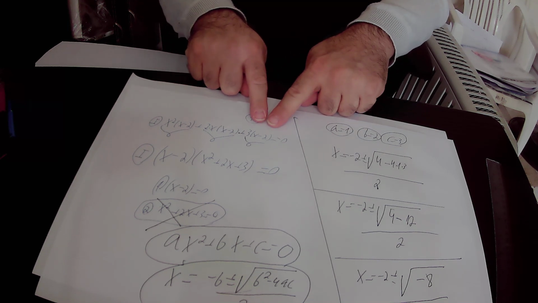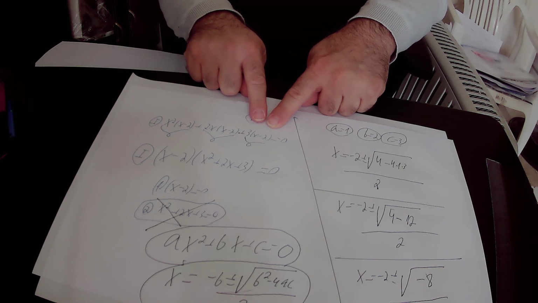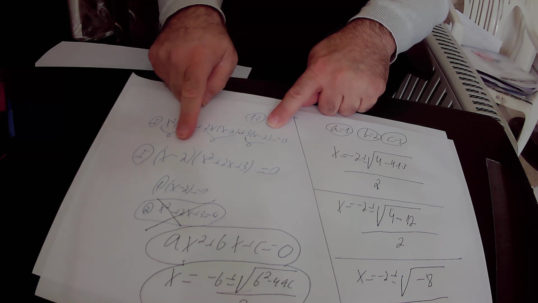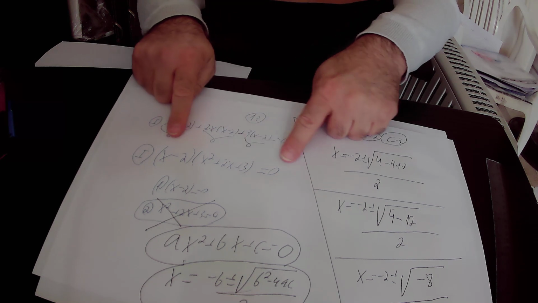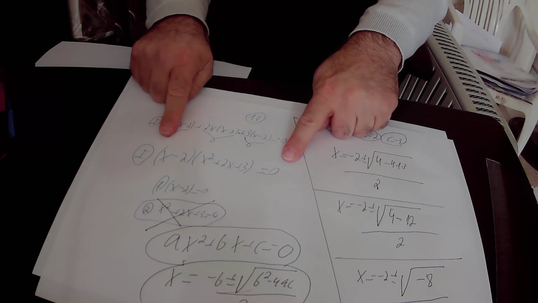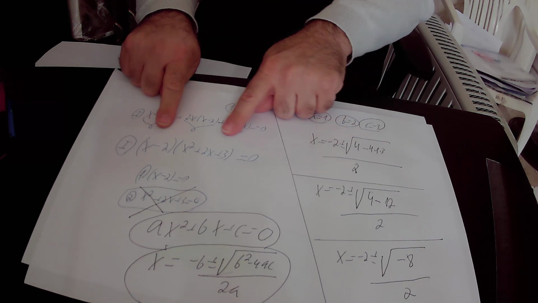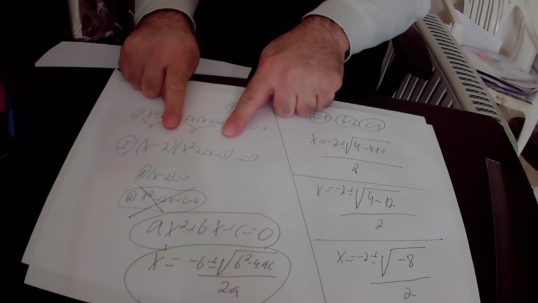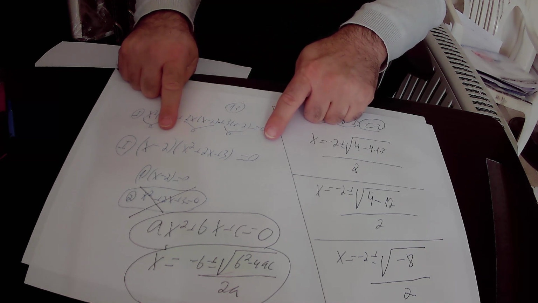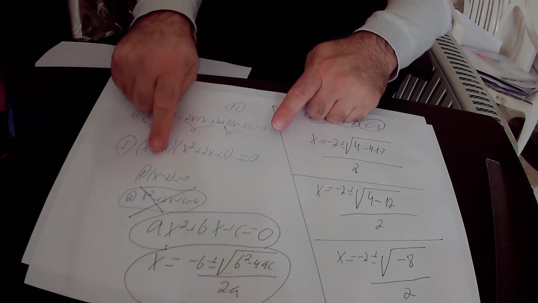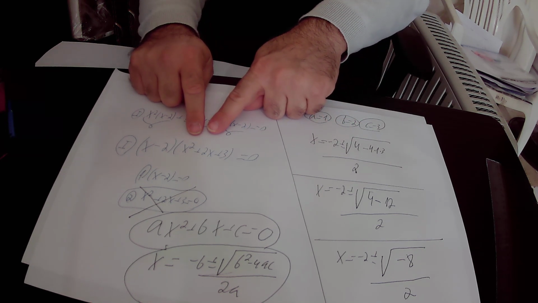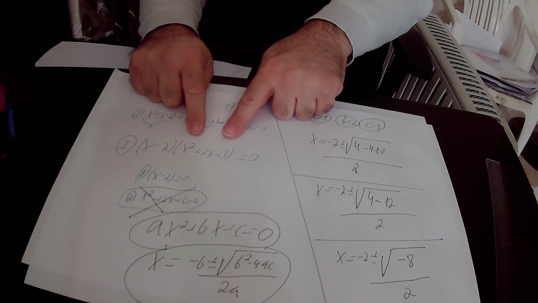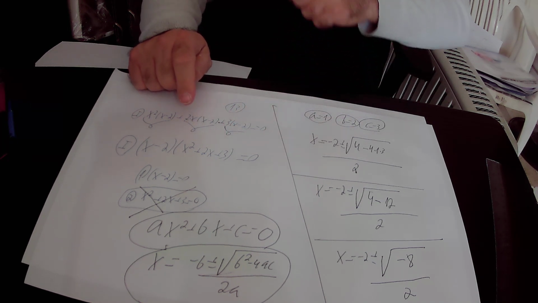And what is left from this expression, 3 times x minus 2, after we took x minus 2 as a common factor? It is actually 3. So in total we got equation number 1. Here we have two possible solutions. The first is x minus 2 equals 0, and the other possibility is the quadratic equation x squared plus 2x plus 3 equals 0.